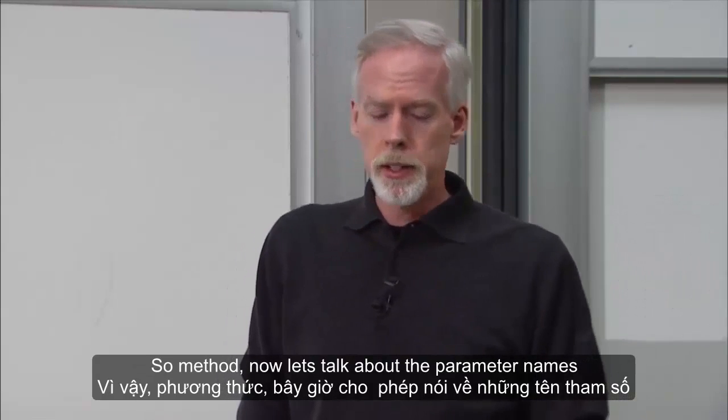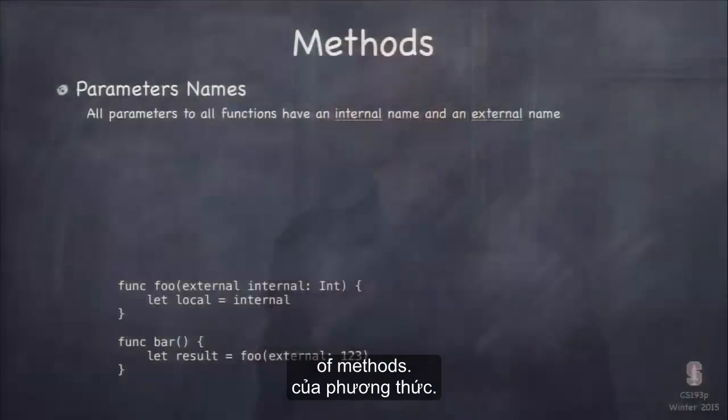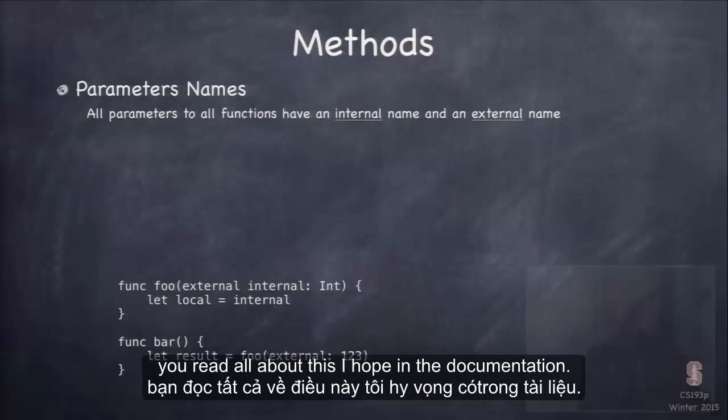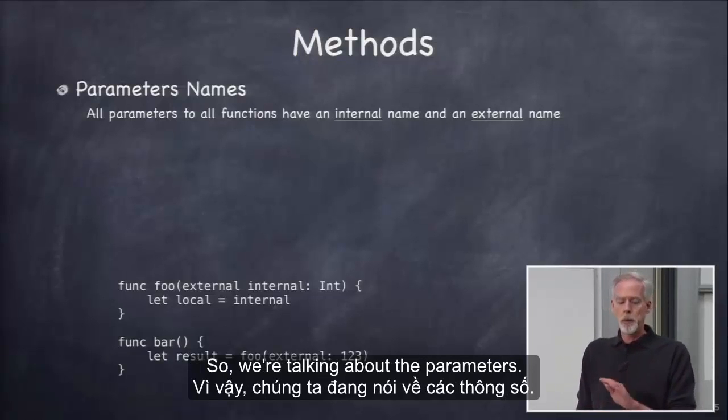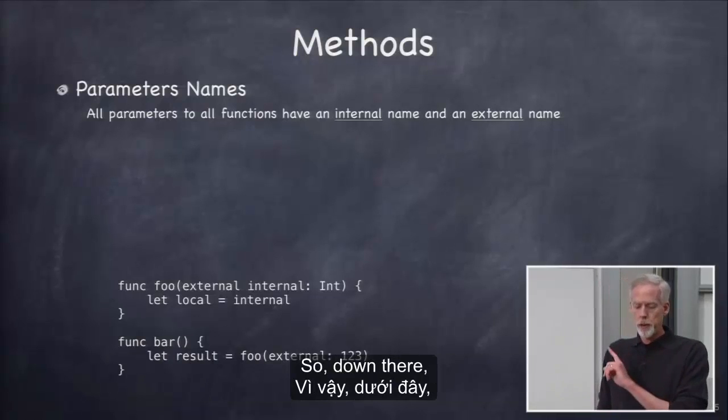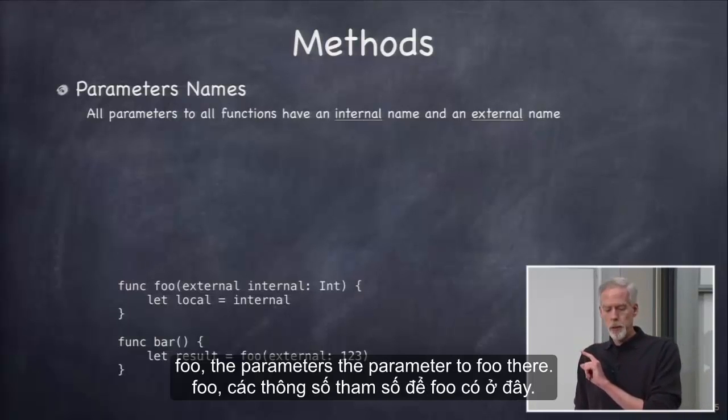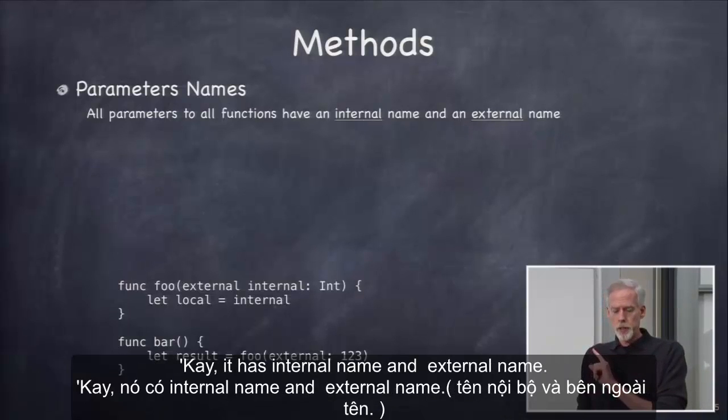So method. Now let's talk about the parameter names of methods. This is going to be the crash course. You read all about this, I hope, in the documentation. But all parameters to functions have an internal name and an external name. So we're talking about the parameters, okay? So down there, foo, the parameter to foo there. Okay, it has an internal name and an external name.